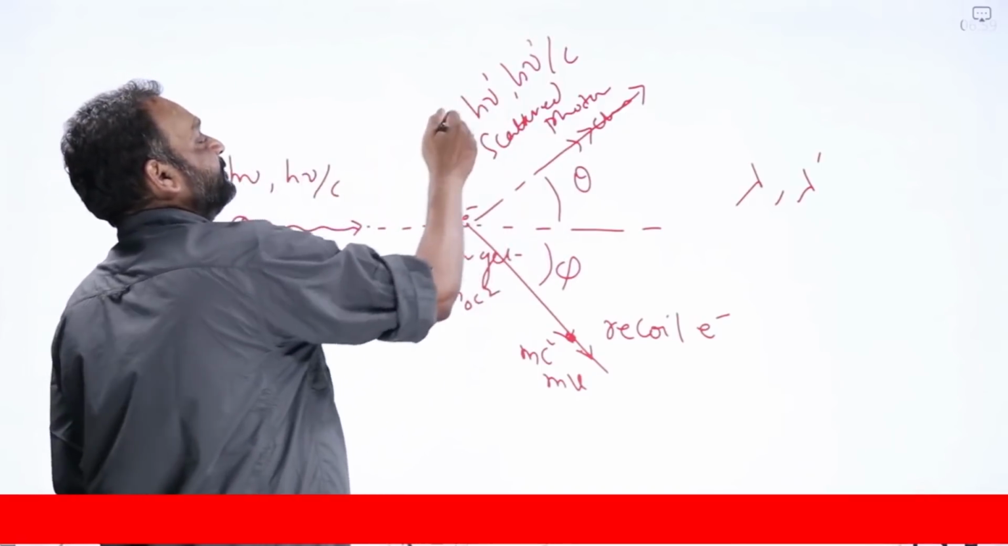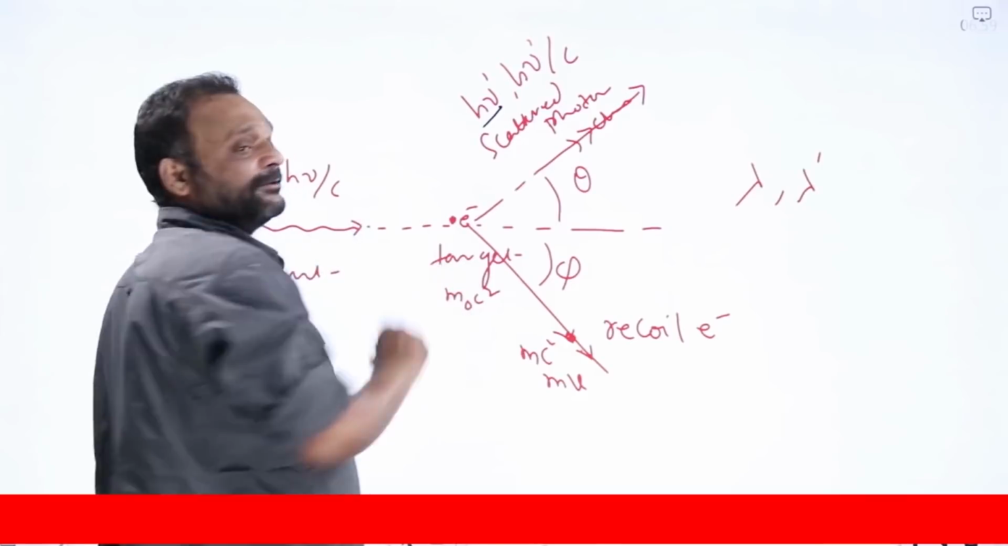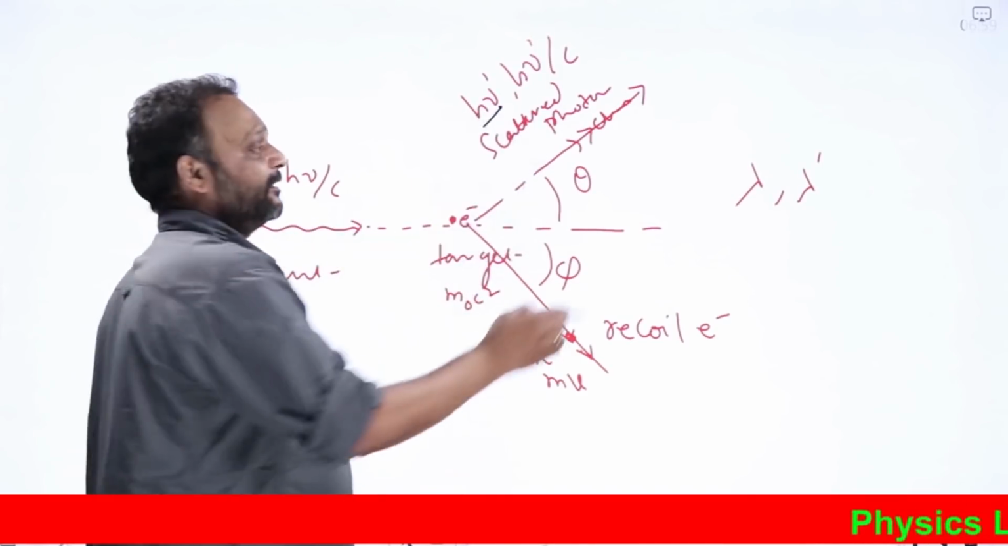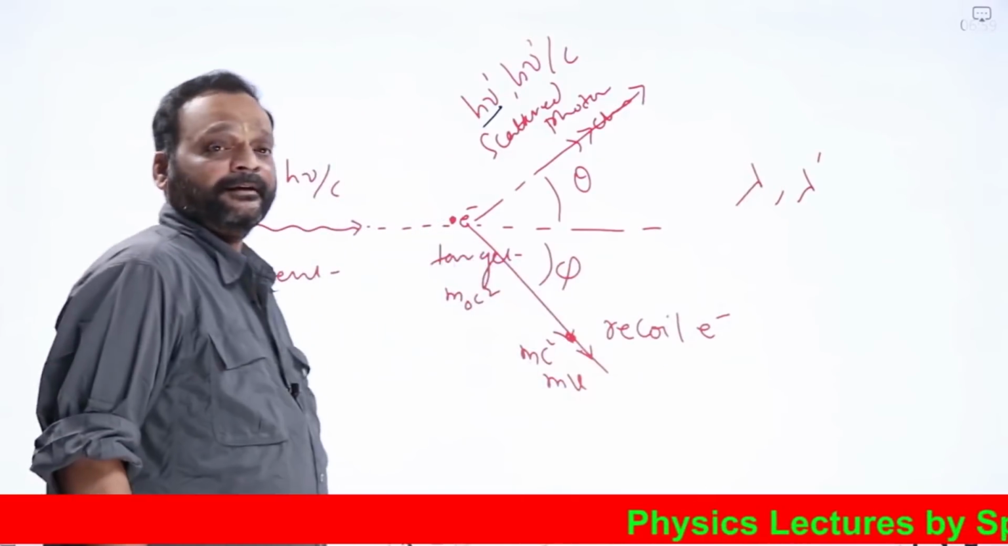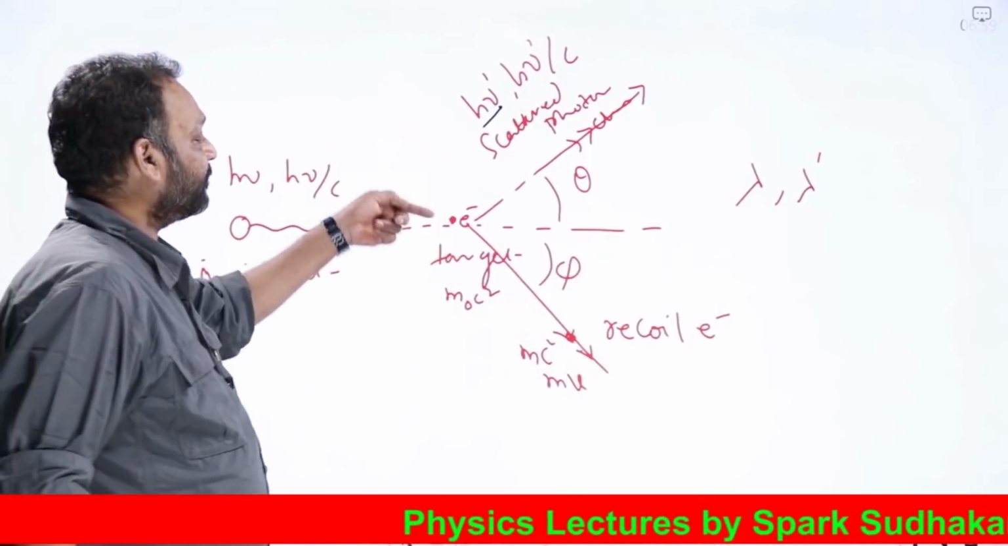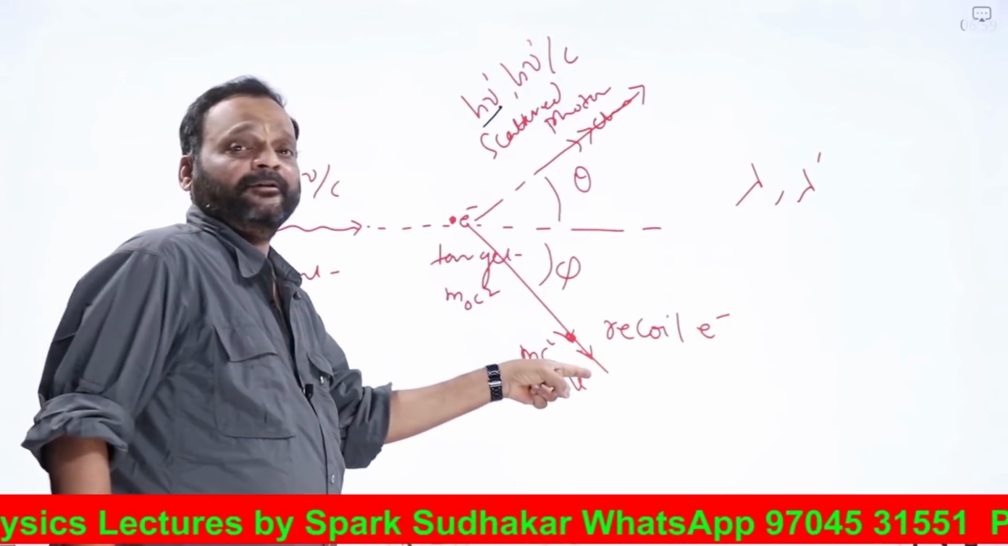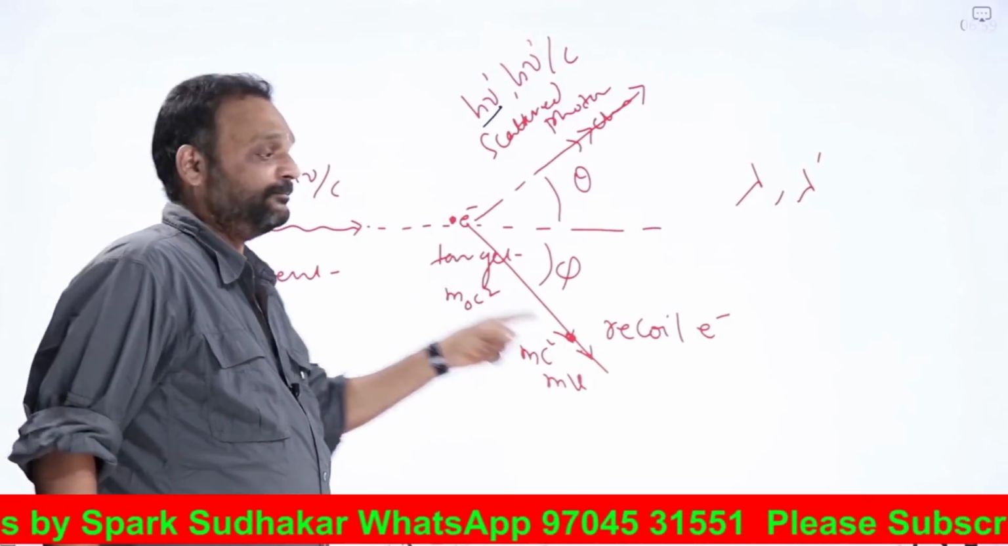Photon's energy is decreasing means what is decreasing? Frequency should decrease. When frequency decreases, what should happen to wavelength? Wavelength increases. That's all. That's how we are getting lambda dash. Then what will happen to this electron? Electron is getting some energy from the incident photon. That electron recoils with whatever kinetic energy it has gained from the incident photon.